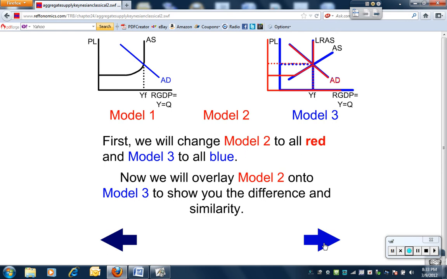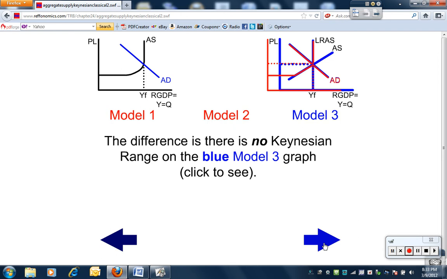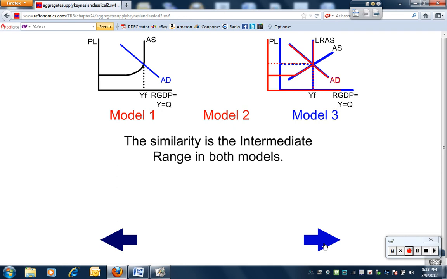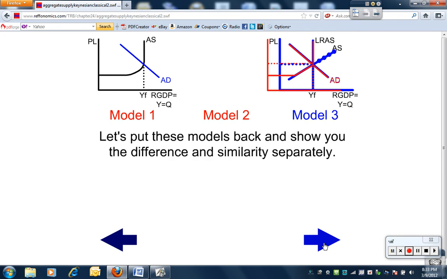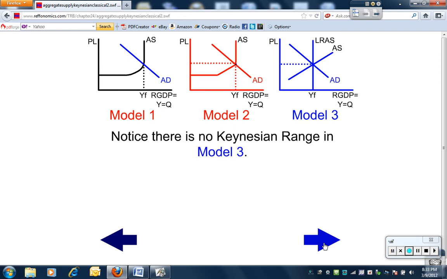You notice, in this case, that there is no Keynesian range on the blue model, as there is on the red model. We also notice the similarity in the two is this section that we call the intermediate range for both of these models. In Model 3, it stretches beyond full employment, YF. Then we could put these two back to show you the difference between the two and look at them separately. Again, there's no Keynesian range in Model 3.